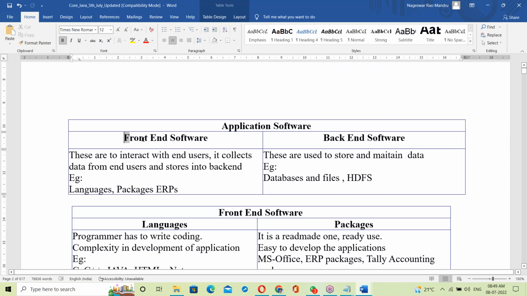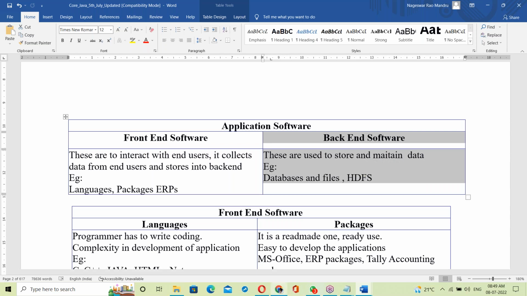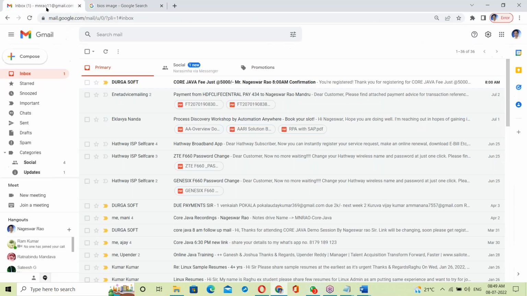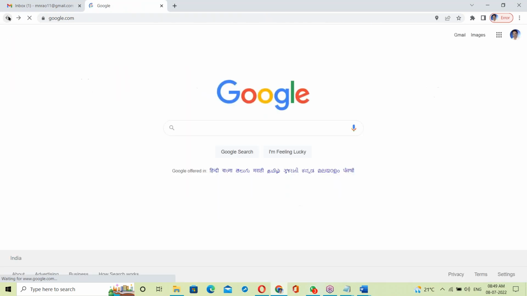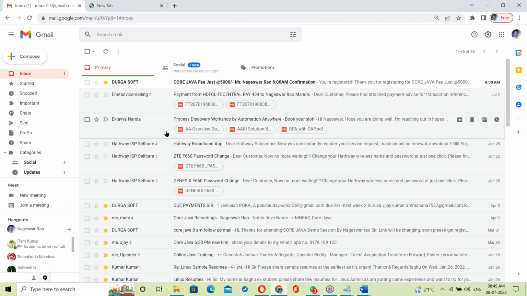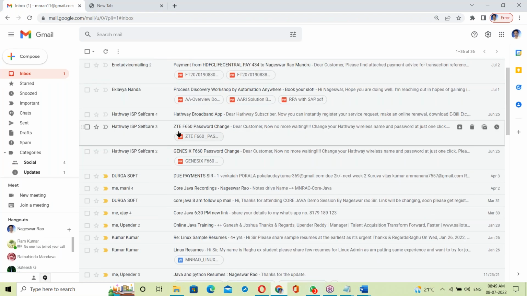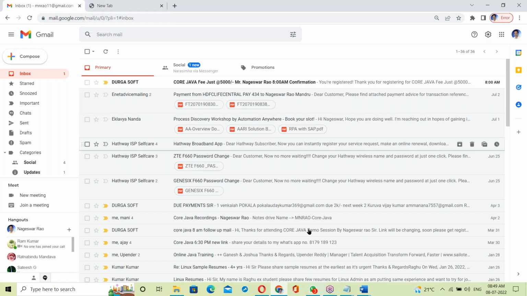In application software, there is a front end and a back end. So what is the front end, and what is the back end? Let us see.